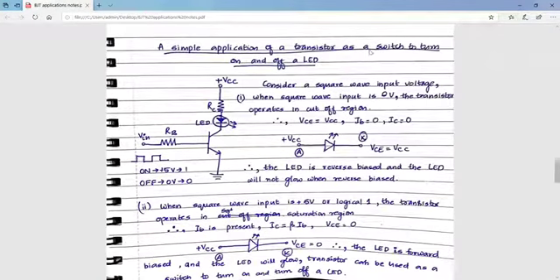Now if we move further, we'll see another question, a simple application of the transistor as a switch to turn on and turn off an LED. Here we will see a scenario where we use this transistor as an on switch and off switch to turn on and turn off the LED. Now if you see the entire circuit, the circuit remains the same. We are using the common emitter configuration only.